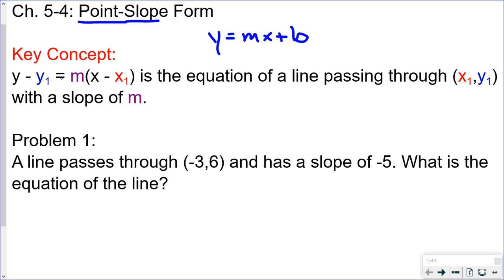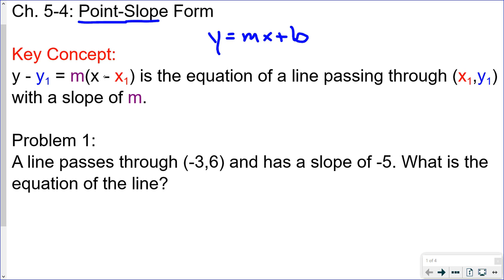So any point on the line. So the x1 and y1 here are a point on the line, and the m represents the slope. So if you know a point on the line and you know the slope, then you can write the equation in point-slope form. So here's a really simple example.